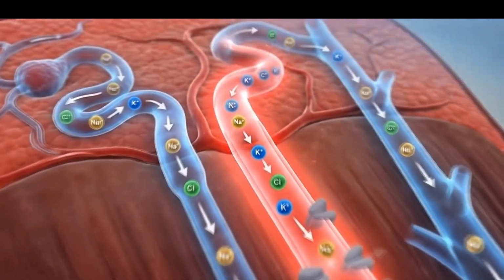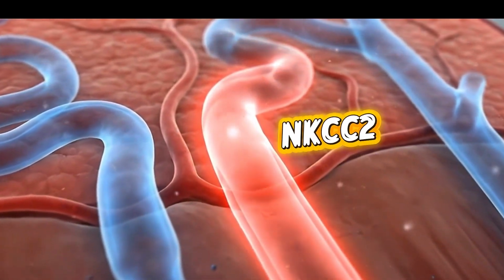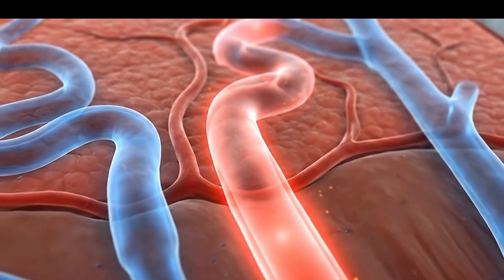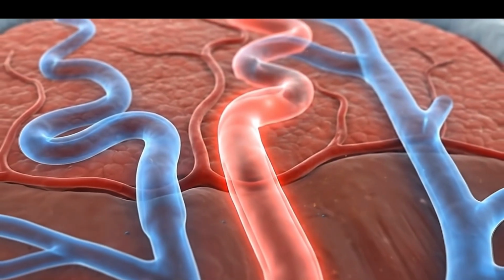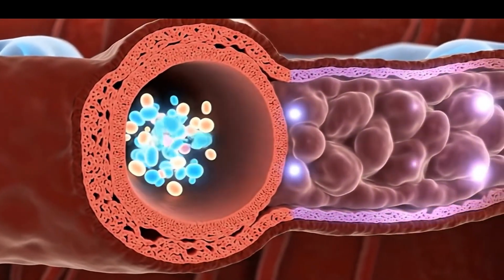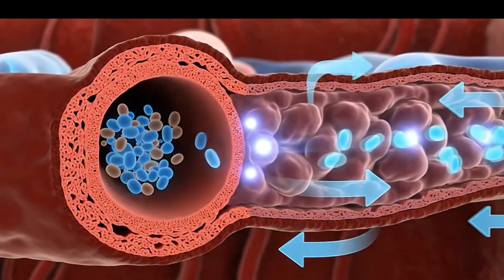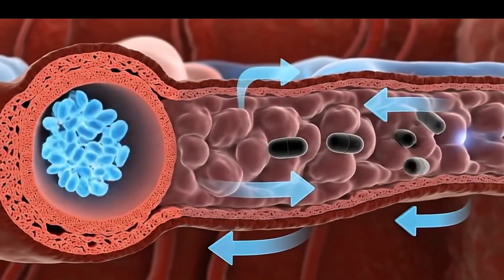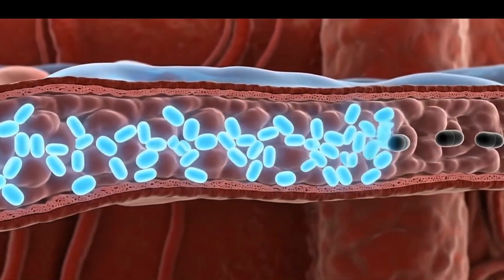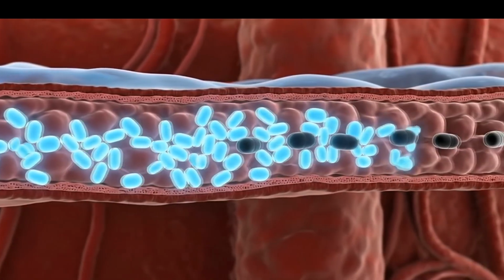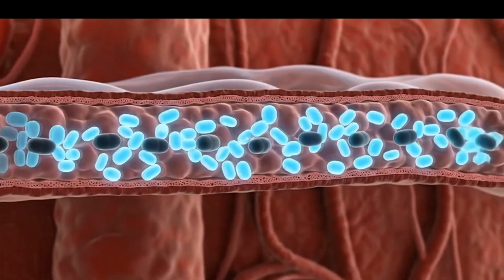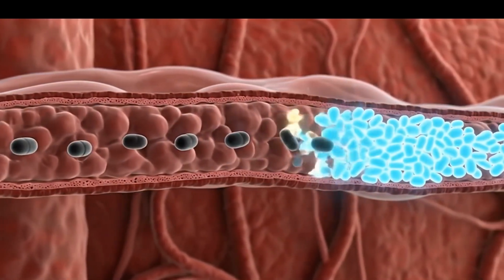Inside the thick ascending limb, the NKCC2 transporter normally reabsorbs sodium, potassium, and chloride, helping create the medullary gradient that allows water conservation. Loop diuretics, like furosemide, block this transporter. Now sodium stays in the tubule, water follows, and powerful diuresis occurs. Blood volume falls, edema decreases, and blood pressure drops. That's why loop diuretics are called high-ceiling diuretics, because they produce profound diuresis by blocking a major renal transport system.